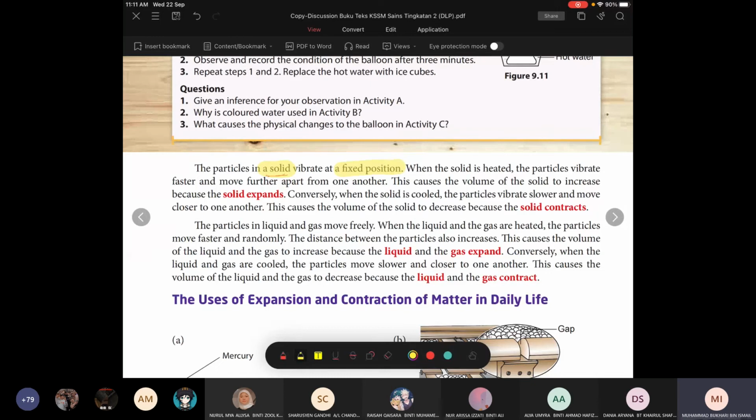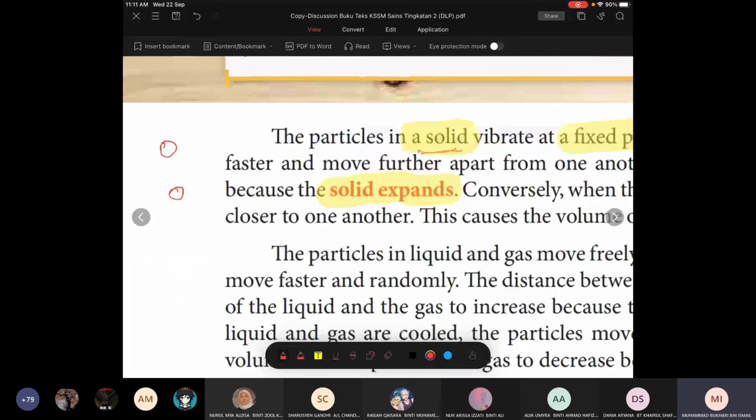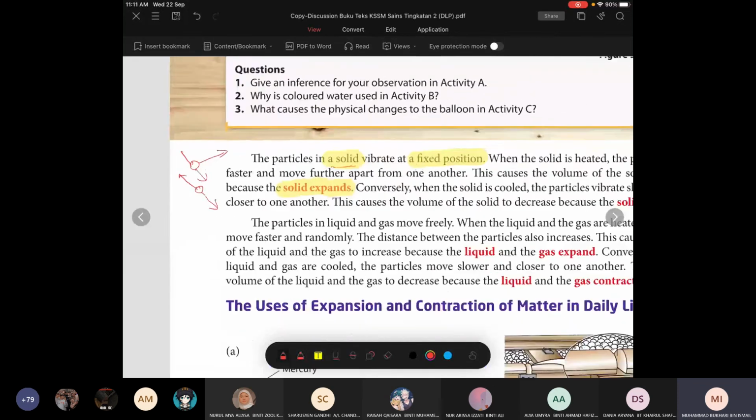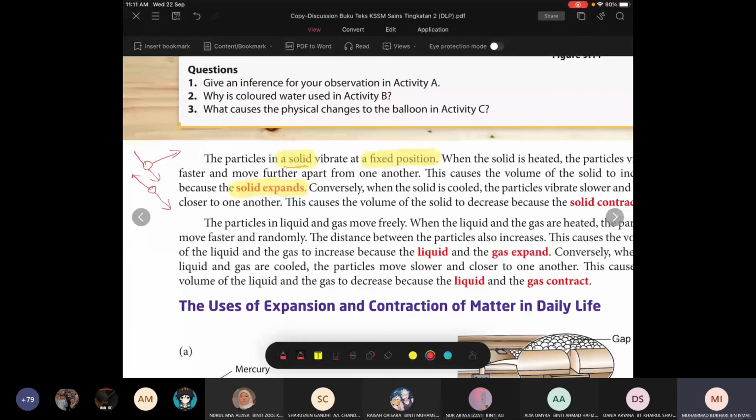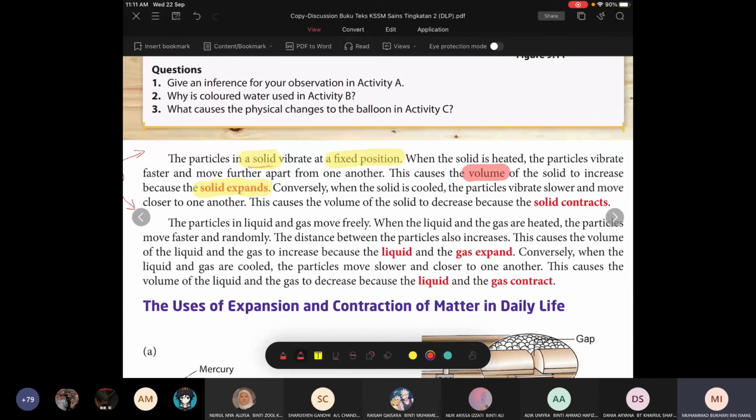Just remember that when we say solid expand, it is not that the particle expand. The particle just remains the same size. Let's say this is the particle. The particle has the same size, but it will vibrate faster. That's why we have bigger volume of the solid. Conversely, when solid is cooled, the particle vibrates slower and moves closer to one another. This causes the volume of the solid to decrease because the solid contracts.